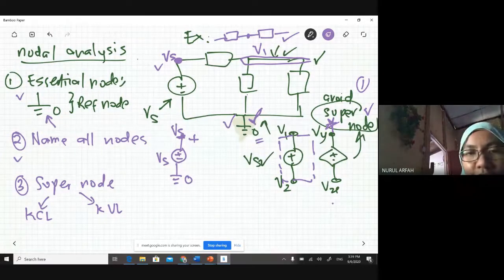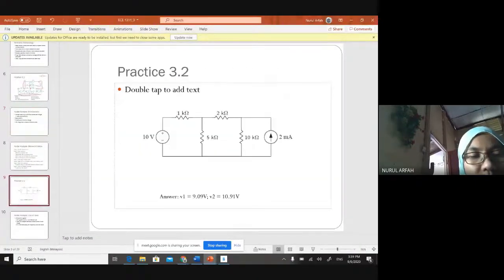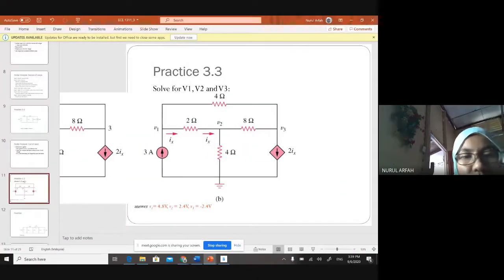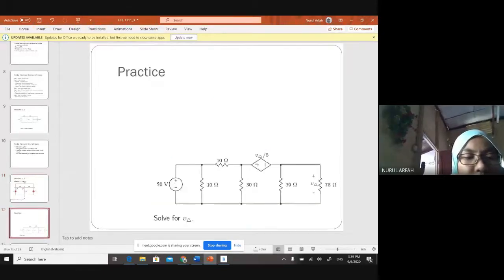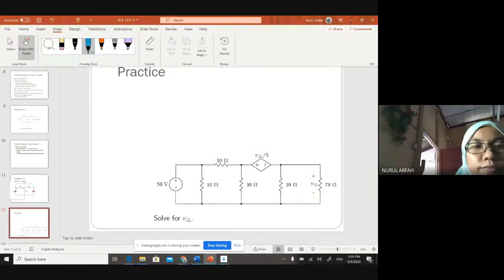Do you still remember what the KCL for a supernode is? If you don't remember, you can go back to your slide. We have done one example, right? This example, still remember? Yes, madam. Good, very good.